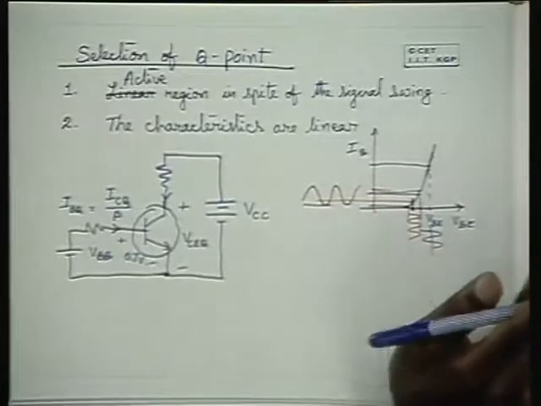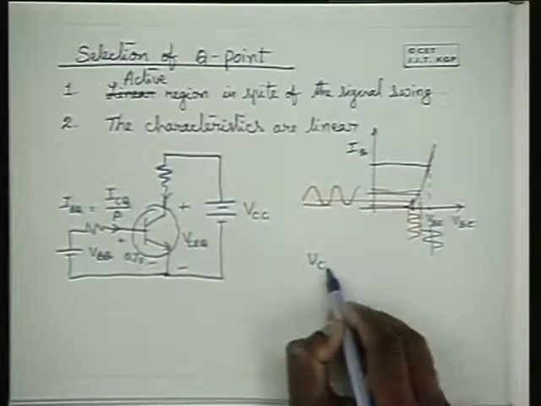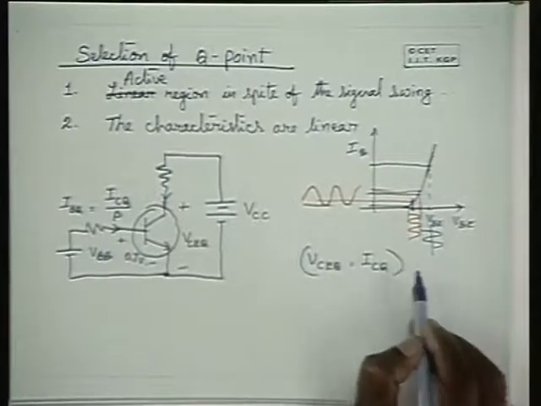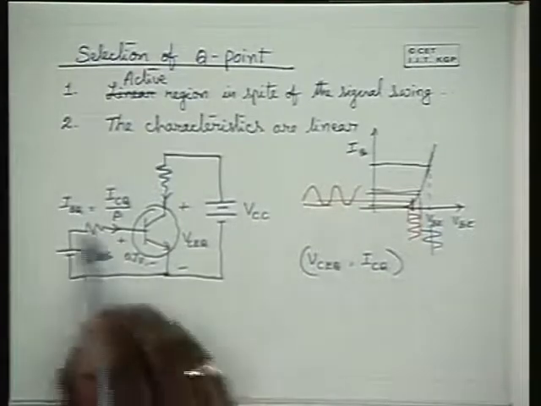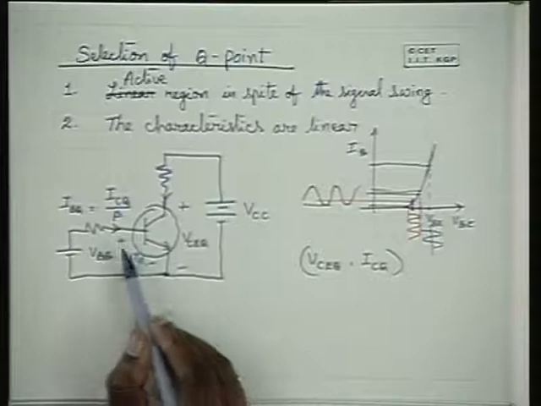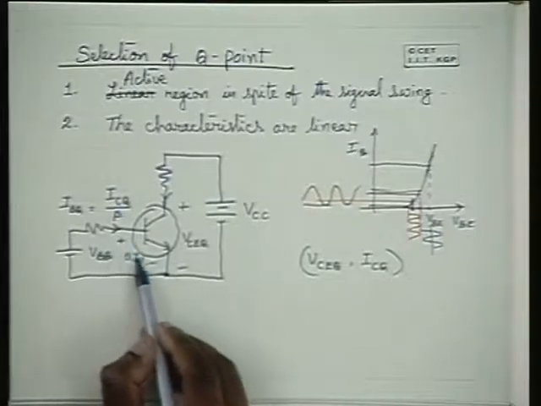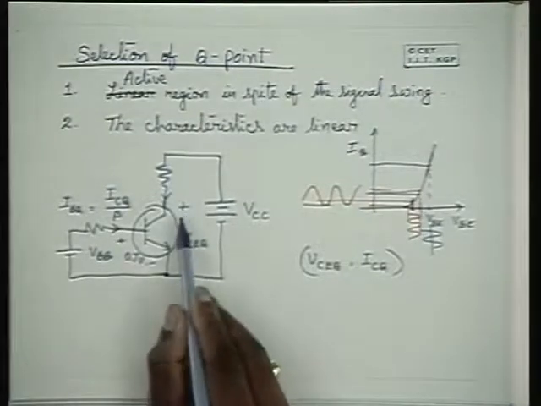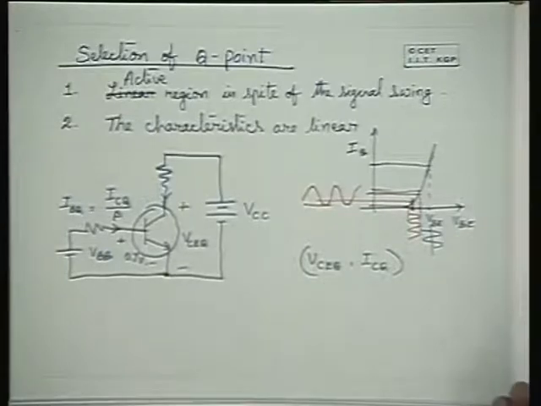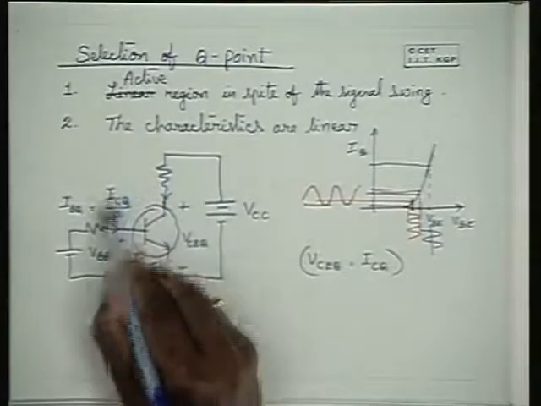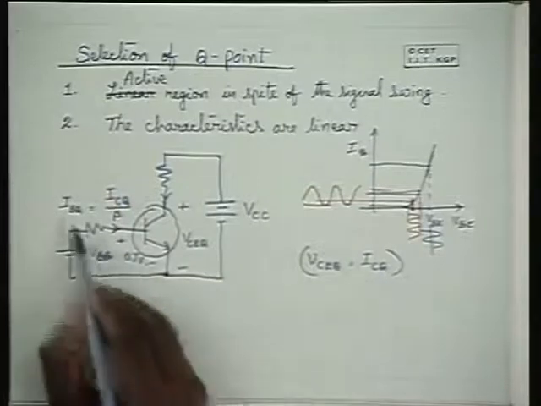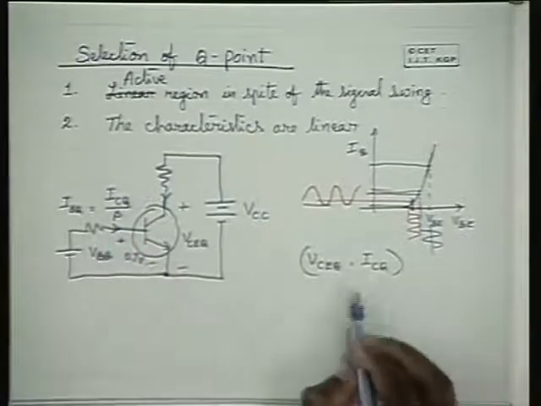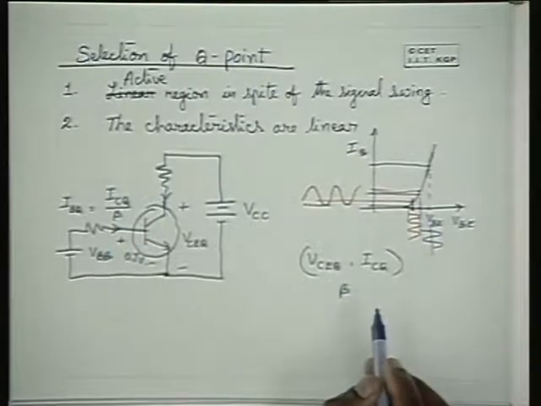I repeat, given VCEQ and ICQ as the quiescent requirement, through a circuit arrangement you get the corresponding VBE of 0.7 volts, VCE equal to that particular VCEQ, maybe 6 volts, the collector current equal to ICQ, and naturally the base current equal to ICQ by beta. Of course, beta is also specified already once the transistor is selected.